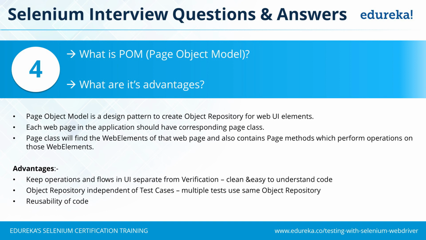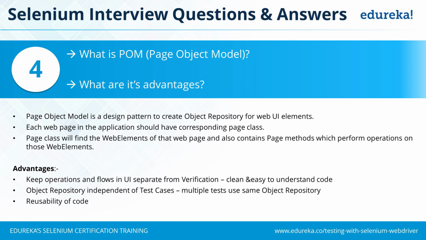If the web element has changed, if the web element does not exist, if something has happened to the web element, it has moved to a different place because of which the XPath is not being identified, or any such thing, it should be fixed only at one place, that is the object repository for the page which we are creating. Okay, so what we do in page object model is separate the objects from the methods. So page object model is a design pattern to create object repositories for web UI elements.